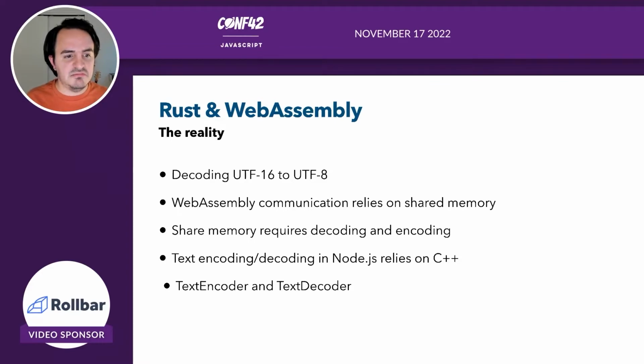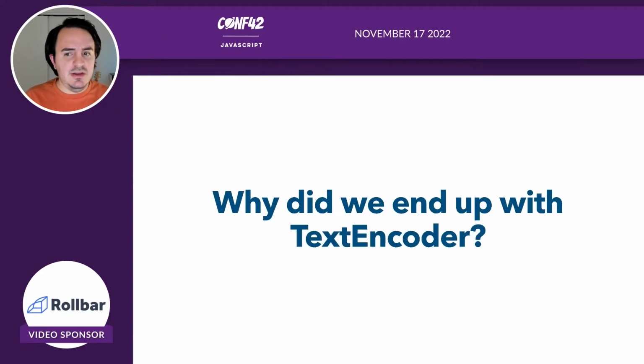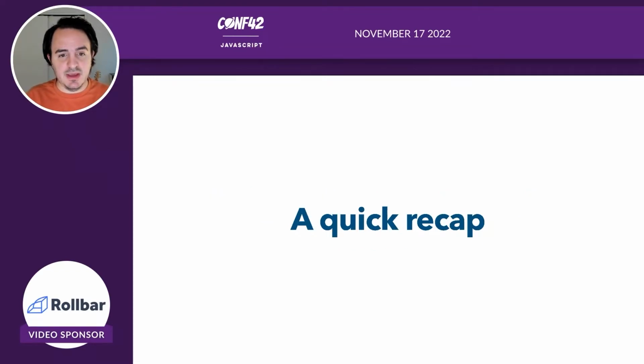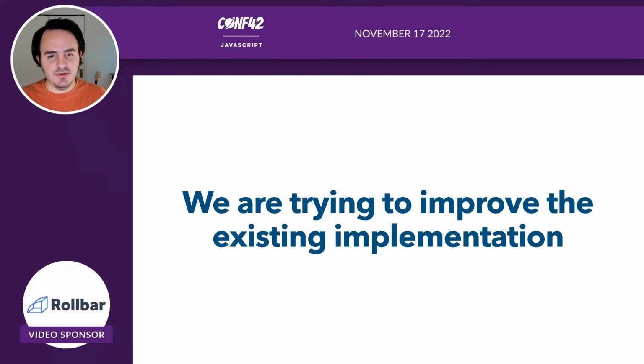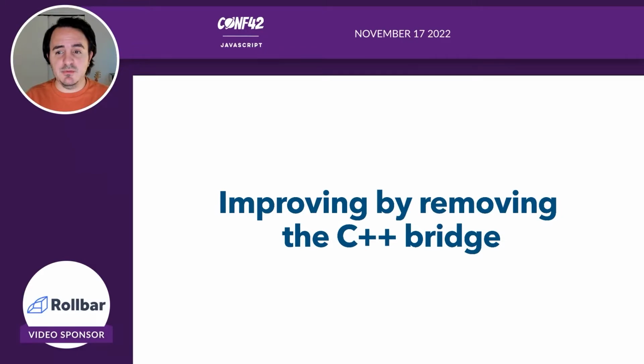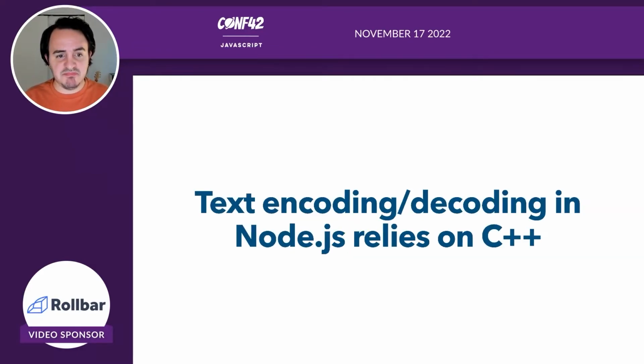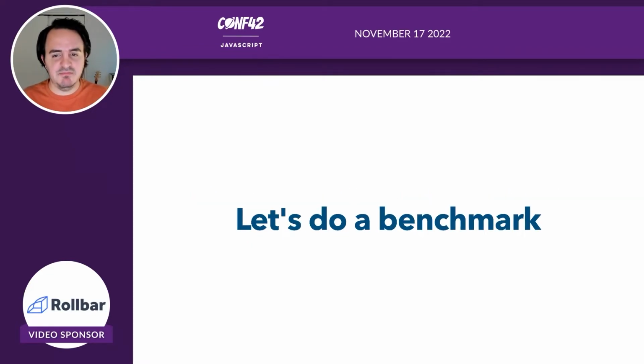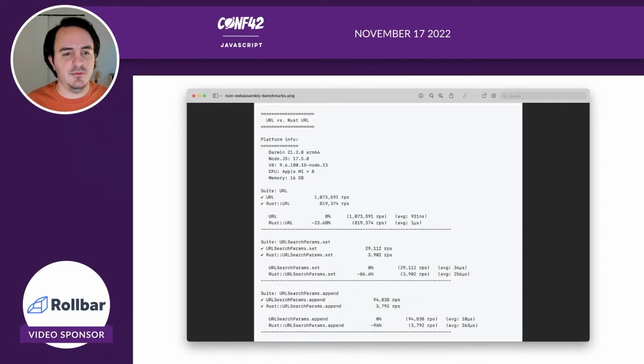So text encoding and decoding in Node.js relies on C++, which means that we're going to use TextEncoder and TextDecoder. So why did we end up with TextEncoder? A quick recap: the goal of this presentation was to improve the existing implementation by removing the C++ bridge, but text encoding and decoding in Node.js relies on C++. So let's do a benchmark of all of those things.